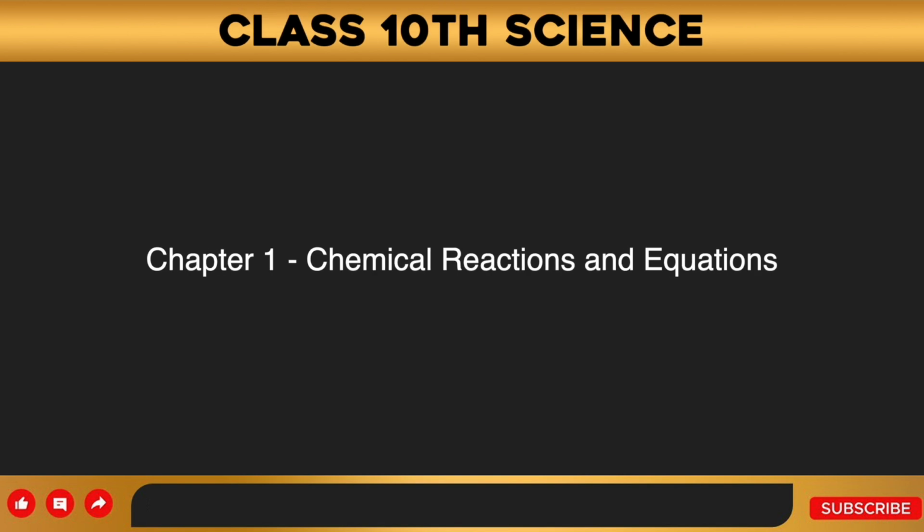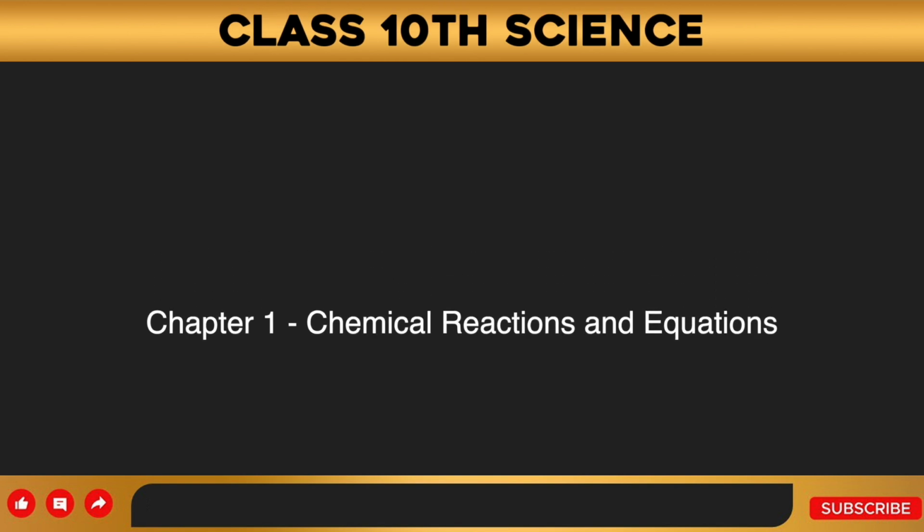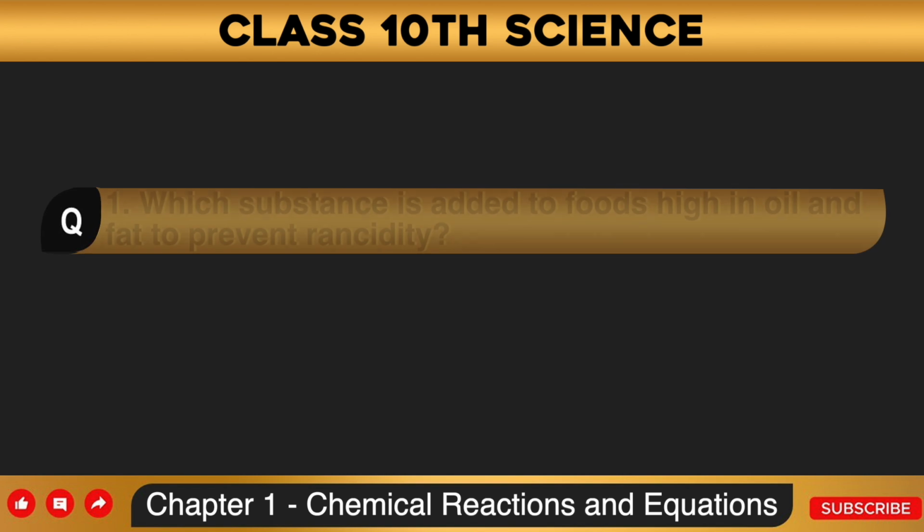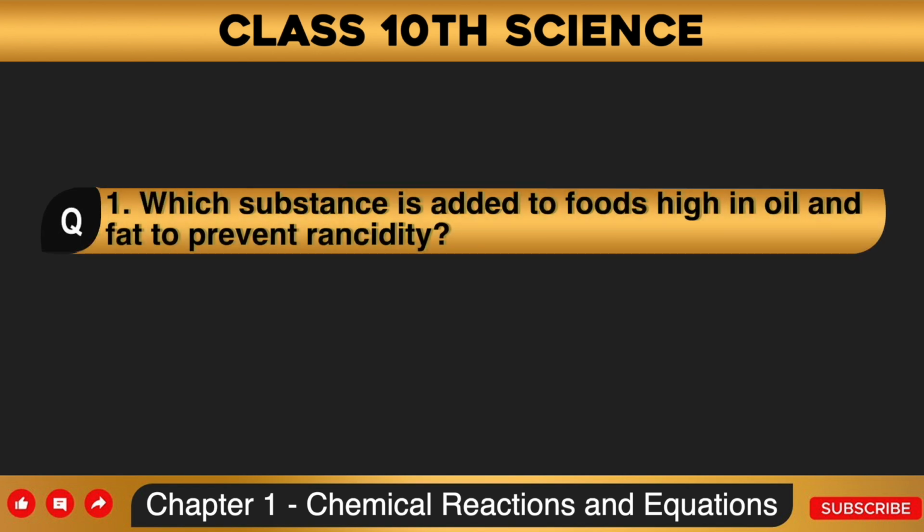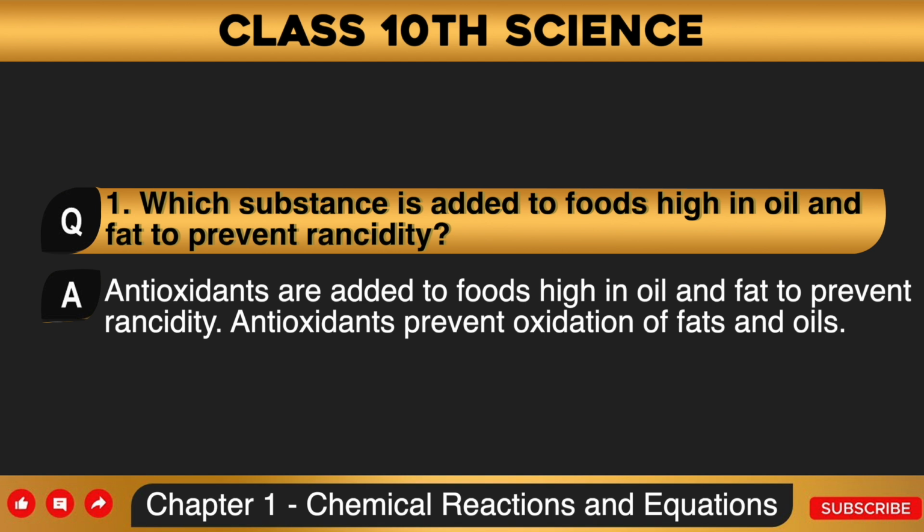So let's begin with the first chapter, Chemical Reactions and Equations. Here is the first question. Which substance is added to foods high in oil and fat to prevent rancidity? The answer to this question is antioxidants are added to foods high in oil and fats to prevent rancidity. Antioxidants prevent oxidation of fats and oils.